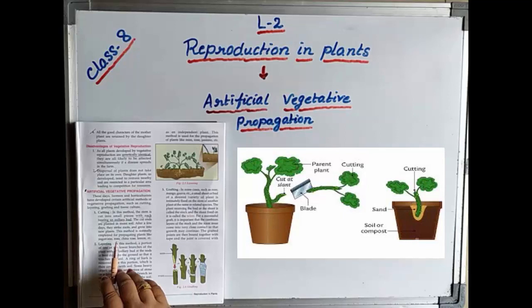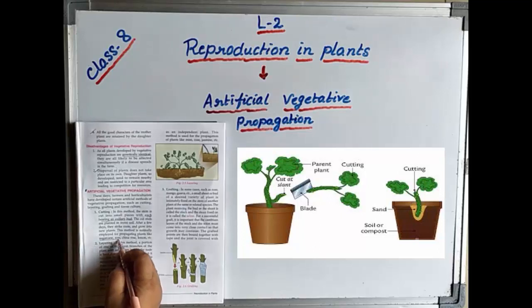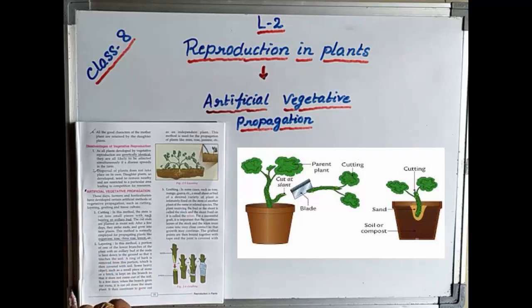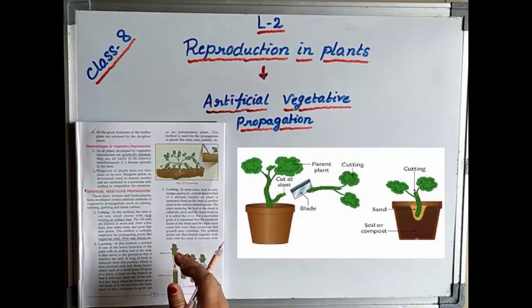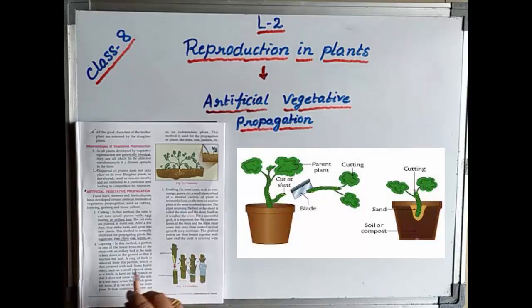This method is normally employed for propagating plants like, you also underline the last line, which examples come under this. Lemon, China rose, sugarcane, and many others come under this category, in which we cut a small stem bearing an axillary bud and plant it in moist soil, and after a few days we find that the root comes out and it gradually grows into a new plant. This is a very common one, cutting.